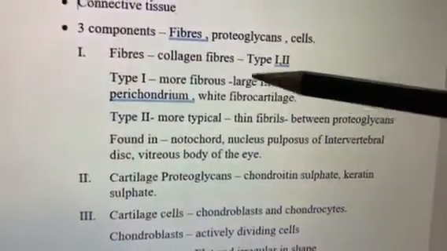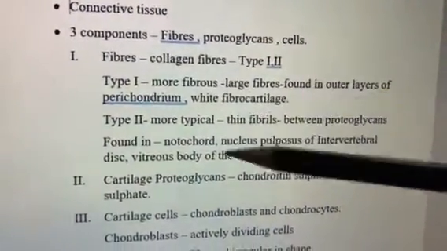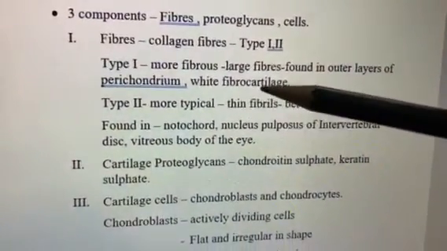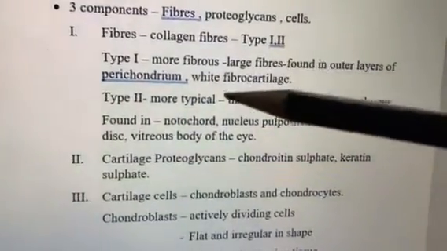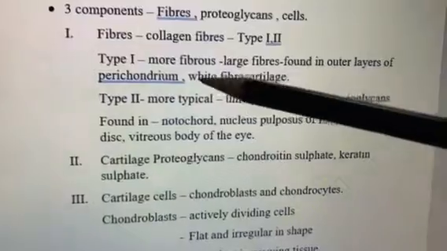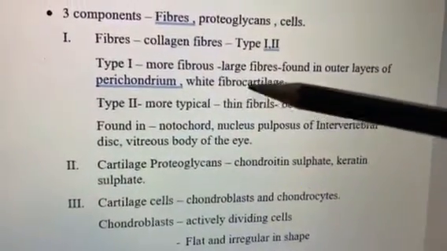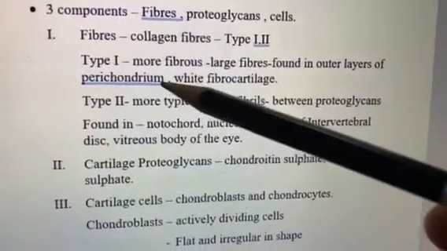In collagen fibers you have type 1, 2, 3 and 4. Here we are going to see in the cartilage, we will see type 1 and type 2. Type 1 fibers you could see mostly where you want to have a tough tissue, there only you could see the type 1 fiber. So white fibrocartilage, where you can see in the disc, there strong areas, there only you could see the type 1 fiber. Another area is the outer layer of the perichondrium.